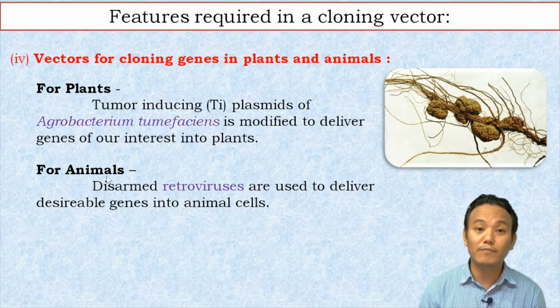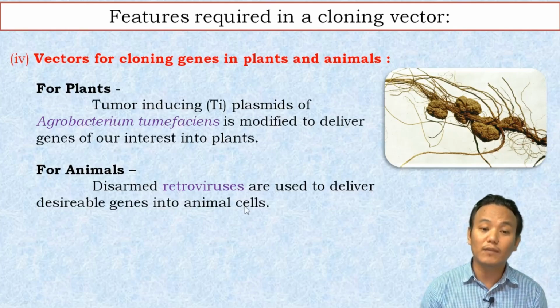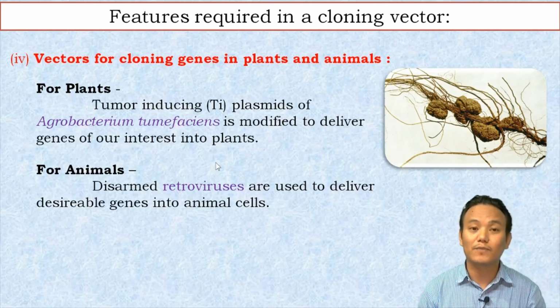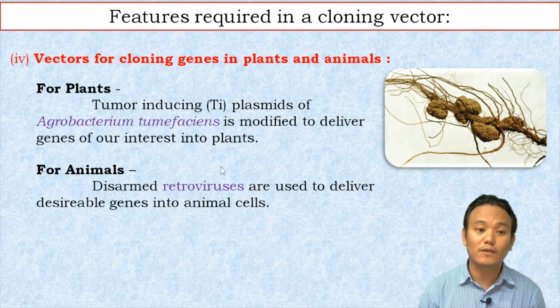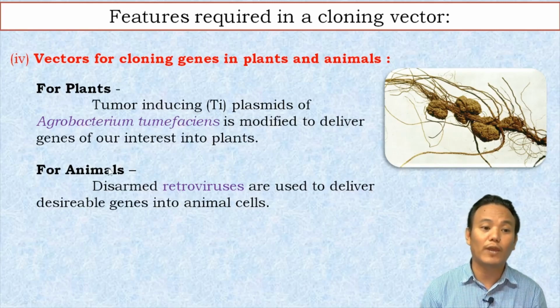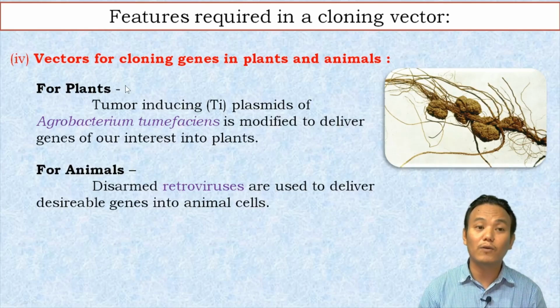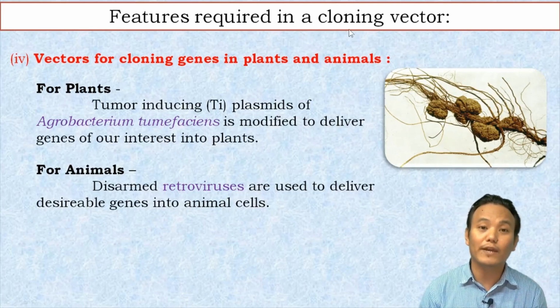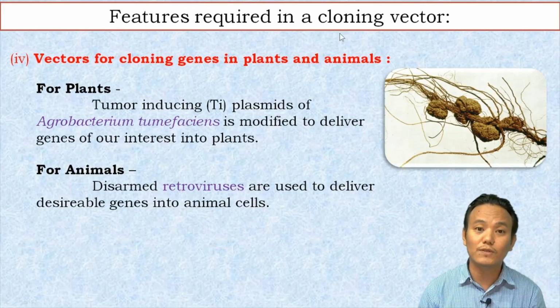And the same thing for animal cells as well. We have got retroviruses, which are known to cause cancer within animals, right? So if we disarm the retroviruses, we can deliver our desirable genes into the animal cells as well. You know how retroviruses infect the animal cell. We have studied about HIV, right? So for plant cells, we use tumor-inducing plasmids of Agrobacterium tumefaciens, and for animal cells, we use disarmed retroviruses. So these two names are important. With that, we have finished discussion about important features required in a cloning vector. So there are 4 different features, and you have to remember them.